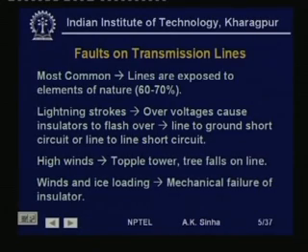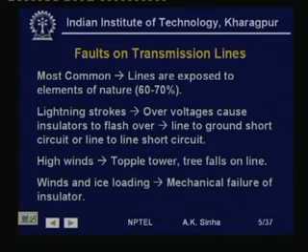Faults on transmission lines are the most common faults. One of the reasons is that transmission lines are mostly overhead lines, and these lines are exposed to the elements of nature. They are outside and they are exposed to lightning, high winds, storms, rains, all kinds of elements of nature, and therefore, they are more prone to short circuits or faults. Statistically, it has been found that almost 60 to 70% of the faults are on overhead transmission lines.